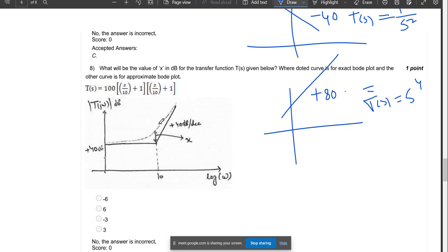What will be the value of x in dB for the transfer function given below, where the dotted curve is the exact Bode plot and the other curve is for the approximate Bode plot. So this is the Bode plot given to us, the dotted curve is the exact Bode plot, and the solid curve is the approximate Bode curve. It's asked what is the value of x here. It starts from plus 40 dB, and then the slope is becoming plus 40 per decade.